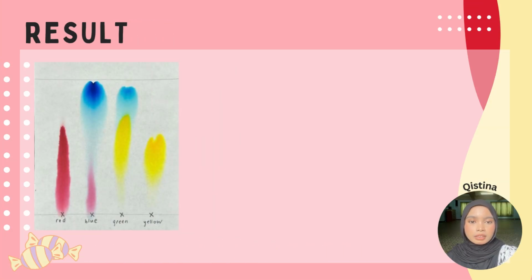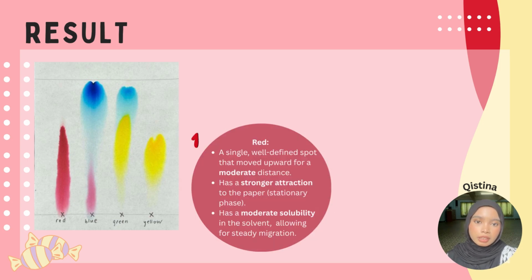Based on the video we had just watched, these results were achieved from the experiment. Starting with the red dye, a single well-defined spot that moved upward for a moderate distance. It has a stronger attraction to the paper, which is the stationary phase. It also has a moderate solubility in the solvent, allowing for steady migration.